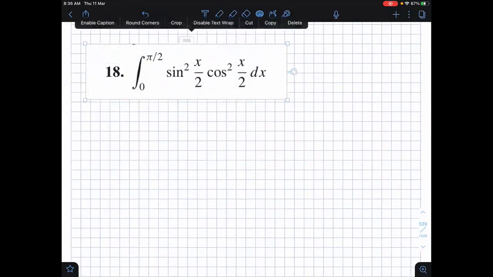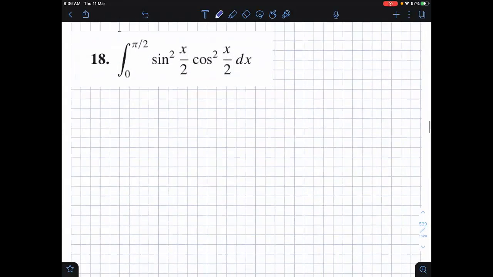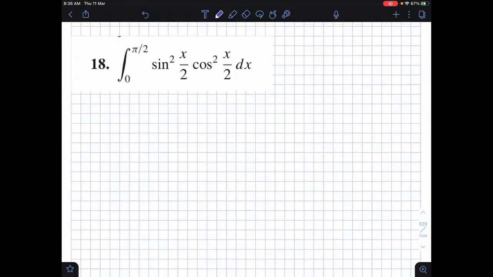Using identities directly, we have here sine squared and cosine squared. We think of them as sine x over 2 and cosine x over 2. So sine x over 2 and cosine x over 2, it's related to what, guys?